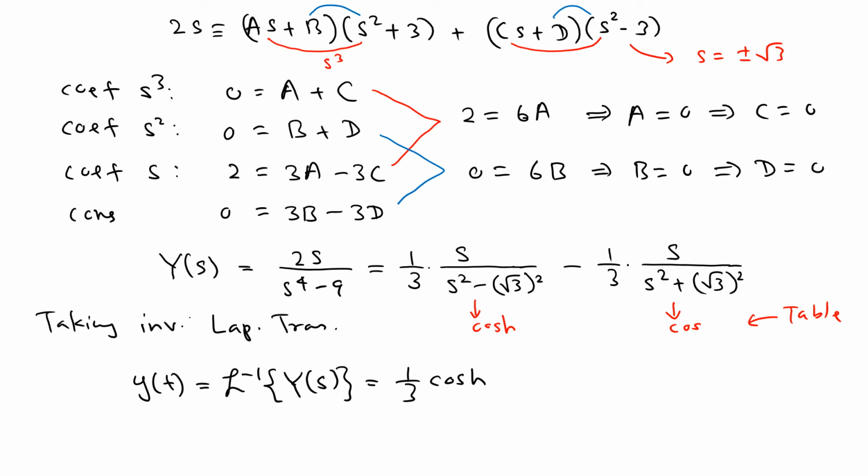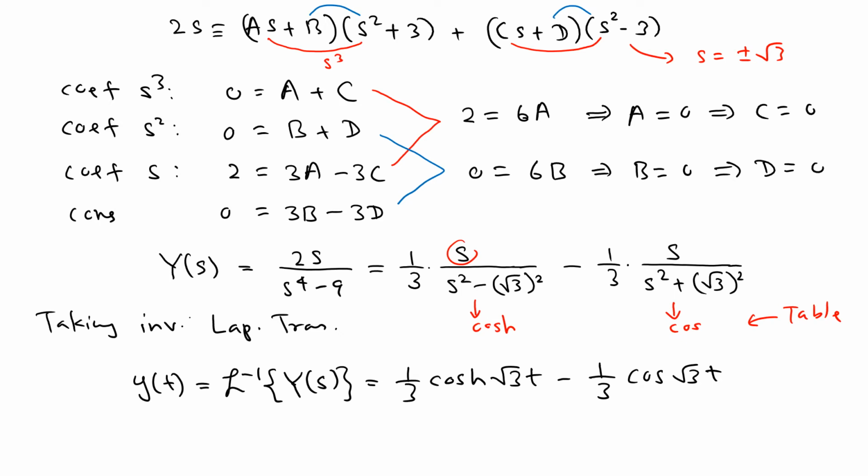There is a sign, so that's the cos. So you get cos square root 3t and then minus 1/3 cos square root 3t. Okay, so that's the answer for the differential equation. It's a second order non-homogeneous differential equation with zero initial conditions.